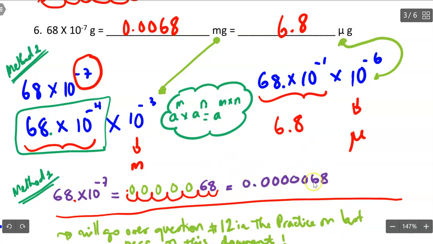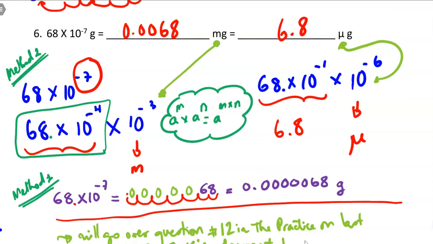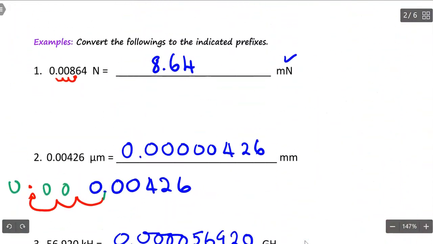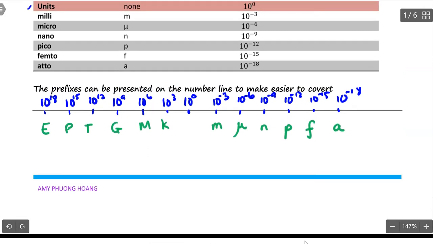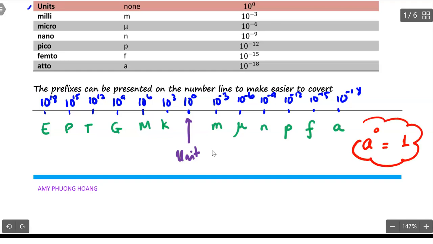And now, don't forget this is gram, so I better write it down, gram. So that means, according to our chart, the gram is right here because it's the unit. So right here is just the unit. Okay, and no prefix. So that means you start at 10 to the 0. And don't forget 10 to the 0 is 1. Anything raised to the exponent 0 is 1, except for 0.